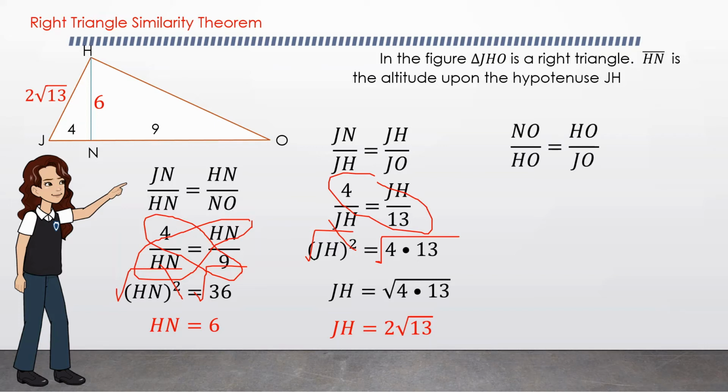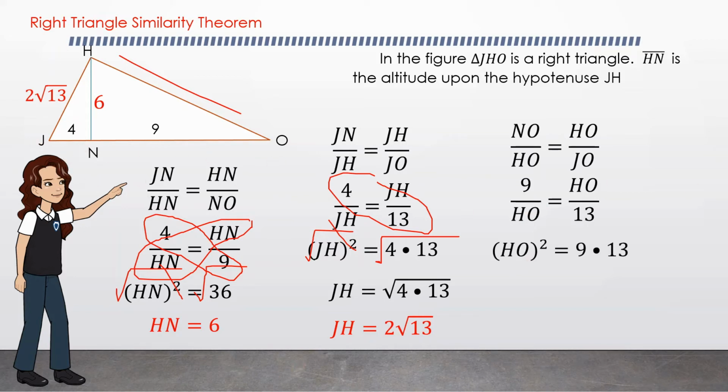The third one in the geometric mean is the another leg, and that is HO. So, ano ang katapat ng HO? That is NO. So, NO over HO is equal to HO over JO. Yung JO is the kabuuan ng original triangle. Let's substitute the values. NO is 9. Okay? HO over HO is equal to HO over 13.